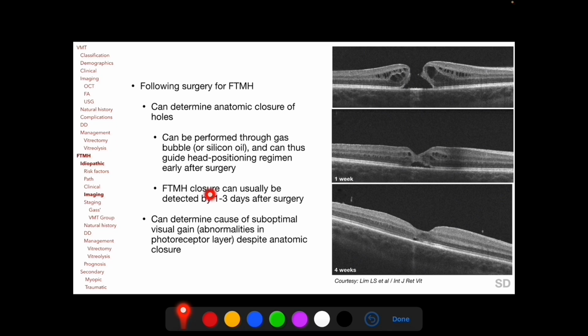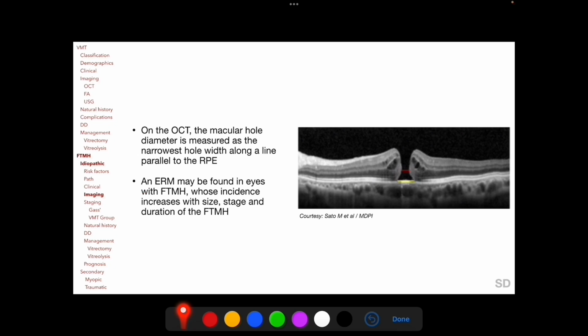Closure of FTMH can usually be detected within 1 to 3 days following surgery, and OCT can determine cause of suboptimal visual gain post-operatively despite anatomic closure, such as abnormalities in the photoreceptor layer. On the optical coherence tomography, the macular hole diameter is measured as the narrowest hole width along a line parallel to the retinal pigment epithelium as shown by this red line.